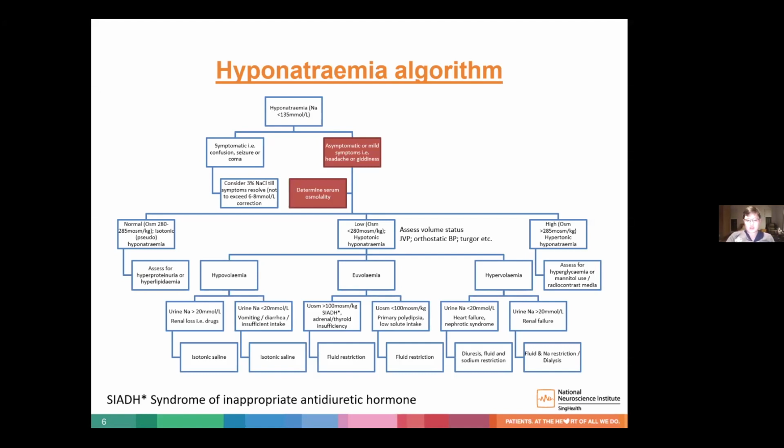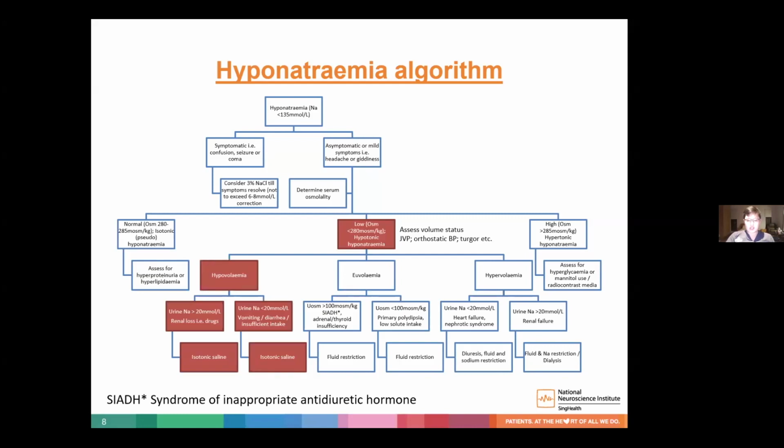So we first evaluate them by determining their serum osmolality. If their serum osmolality is normal, then we group this bunch of patients into isotonic hyponatremia, or what we call pseudo-hyponatremia. In these patients, you need to consider hyperproteinemia or hyperlipidemia. For example, multiple myeloma can lead to increased protein, or familial hyperlipidemia may lead to increased lipids in the blood, which replace sodium as the dominant solute in the bloodstream.